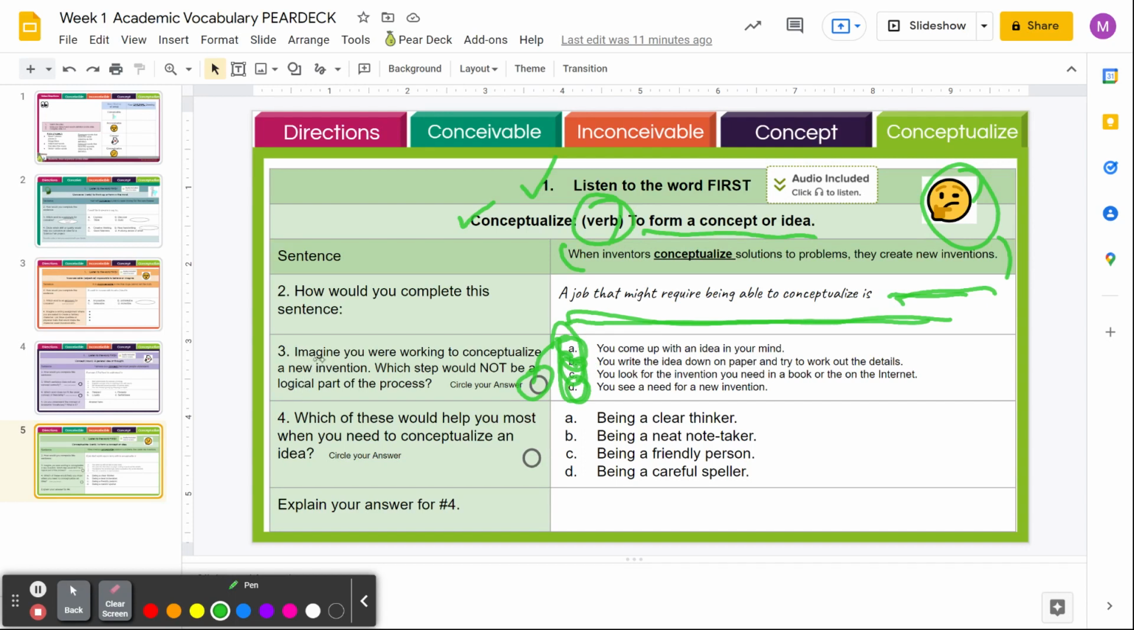this idea. Imagine you were working to conceptualize a new invention. Which step would not be a logical part of the process? Circle your answer by dragging that circle. Again, the same practice. Which of these would help you most when you need to conceptualize an idea? Take that circle and circle the one that best answers that question. And then for this last one, go ahead and explain your answer for number 4.